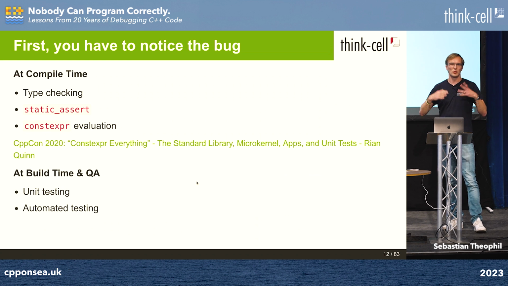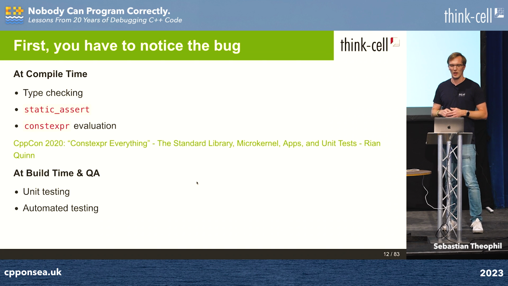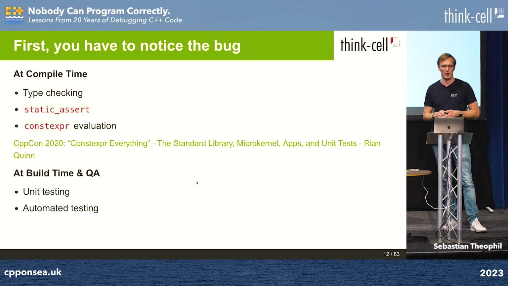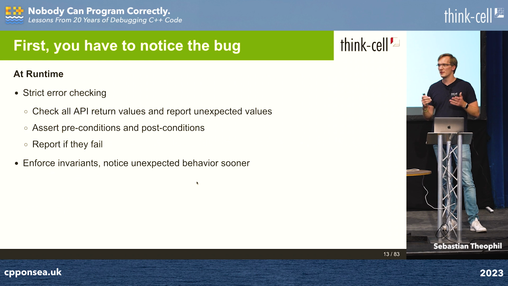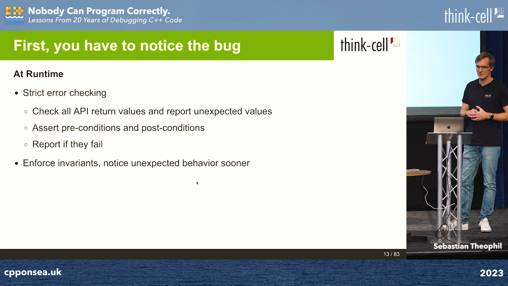Of course, after compilation, we want to do automated tests. Maybe you have a QA department. Hopefully you have one. They do more tests. They can give you good error reports. But inevitably, you will ship software that still has bugs.